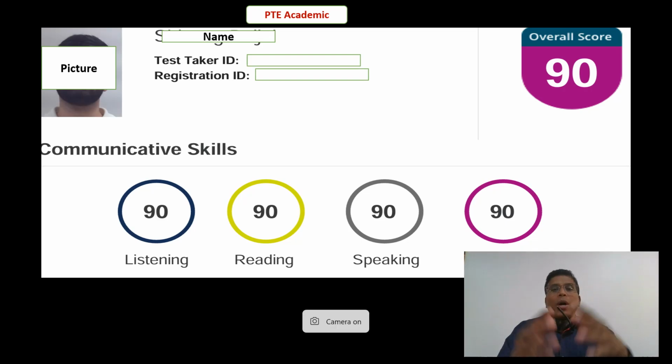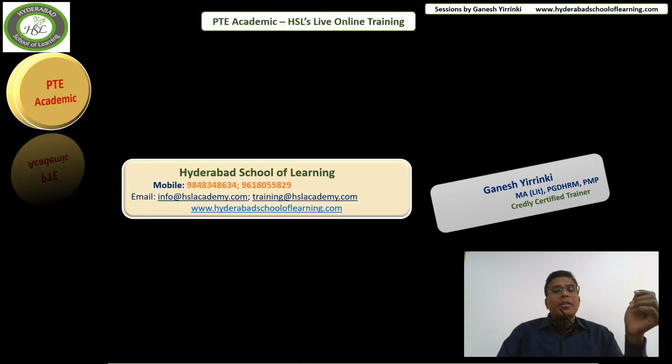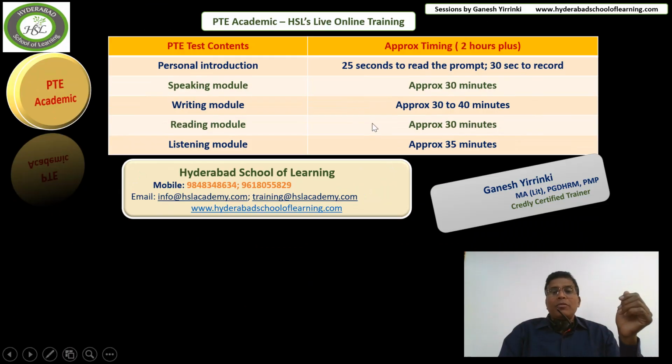Hi, in this video, I would like to let you know in detail the exam format of Pearson Test of English Academic. As you know that there are four modules in this exam and this is how the exam format is going to be. Your exam starts with personal introduction for which Pearson gives you 25 seconds to read the prompt. I'll show you how the prompt looks like.